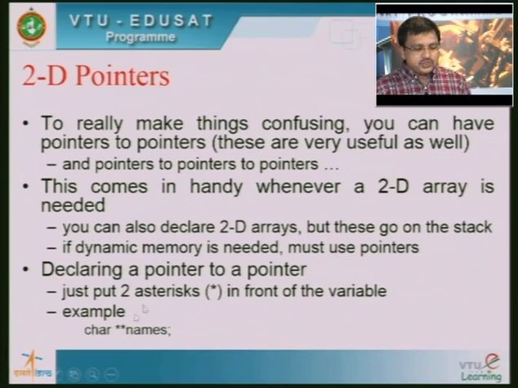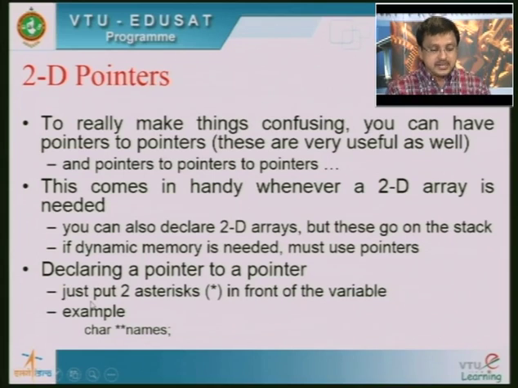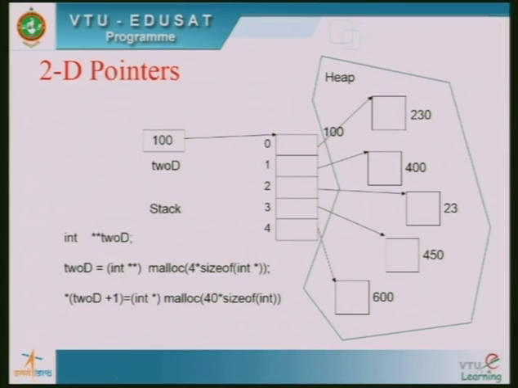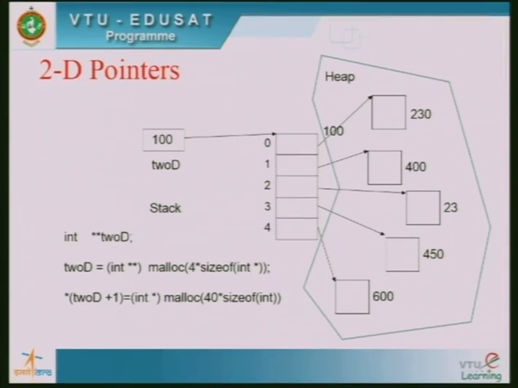So declaring a pointer to a pointer is fairly simple. We have seen a couple of things before this as well. Just put 2 asterisks in front of the variable name and you get it. So one example is char **names. We will quickly see probably 2 examples: one for some advanced C programming, the other just to understand the concept of 2D pointers.